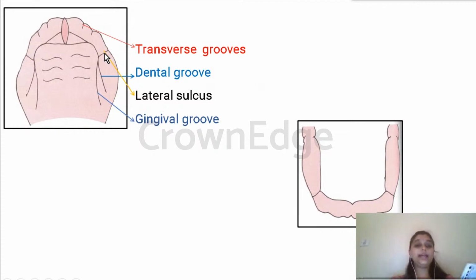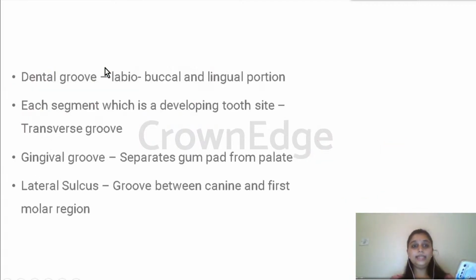So lateral sulcus, like in the previous MCQ that we had seen, is just the space or the groove that is present in the region between the primary canine and your primary first molar region. Okay, so I hope this is clear. Now the dental groove is, remember I said the gum pads actually develop in two different parts. You have the labial part and the lingual part, and then they fuse in the middle. So that fusion is the dental groove.